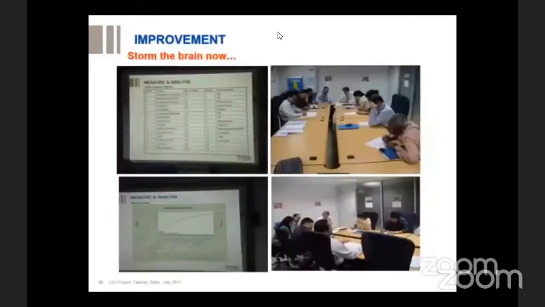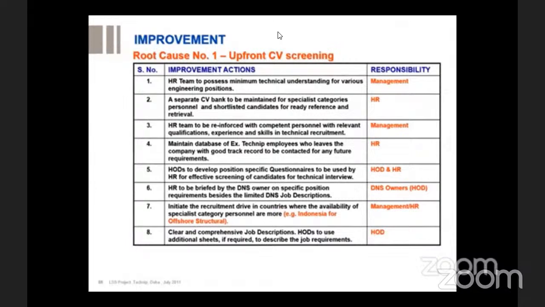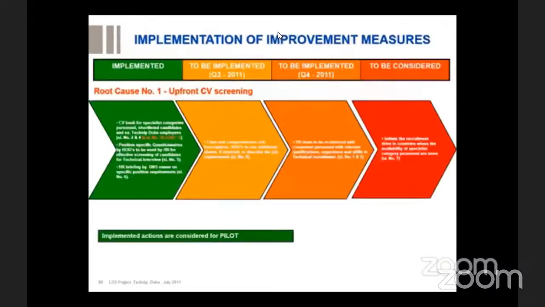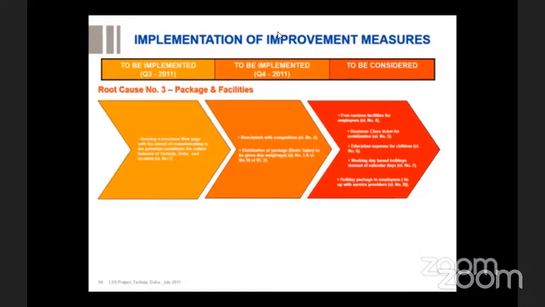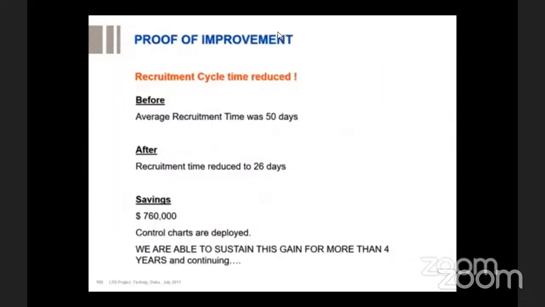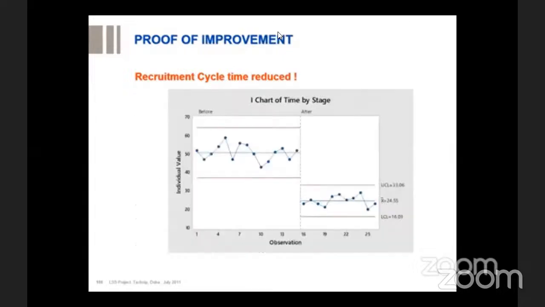Go ahead. So FMEA, what we did now for each root cause, we have done implementation improvements. We got some good ideas, implemented those ideas, and we were able to reduce the recruitment cycle time and put some control actions in place. Earlier the recruitment time was 50 days and it reduced to 25 days. And you can see the control chart before and after.